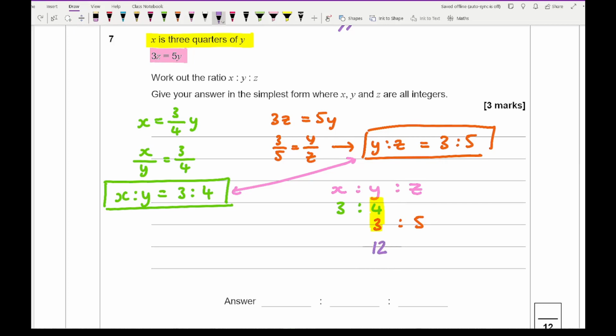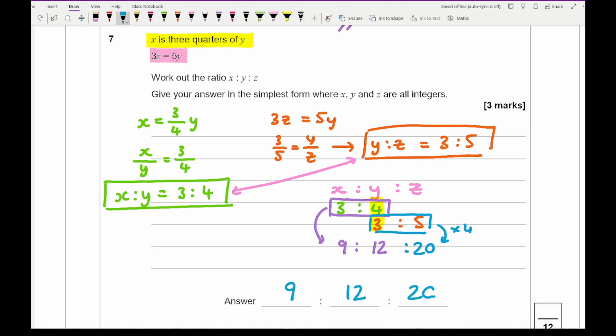So looking at this first fraction, what have I multiplied this by so that the y is 12? Well, I've multiplied that by 3. So then 3 times 3 is going to give me 9. And then for this fraction, if I wanted y to equal 12, what have I multiplied 3 by? Well, I've multiplied that by 4. So if I then do 5 times 4, I get 20. And there is my ratio. And I just got to check, can I simplify that? No, I can't. So the answer then is 9 to 12 to 20.